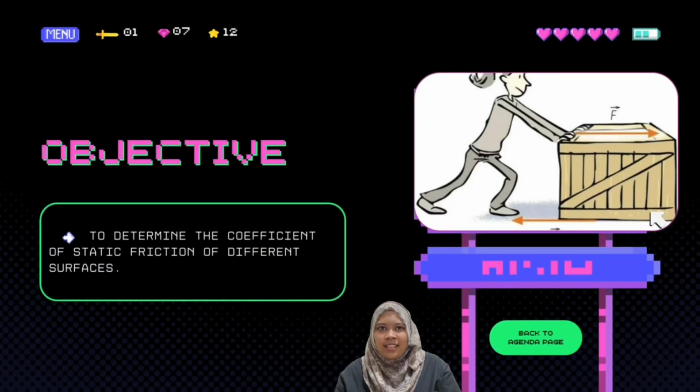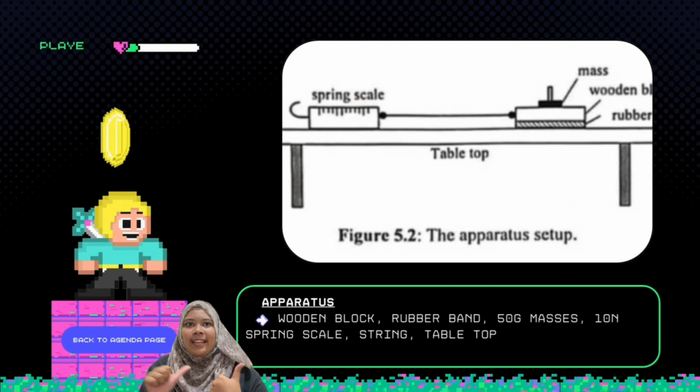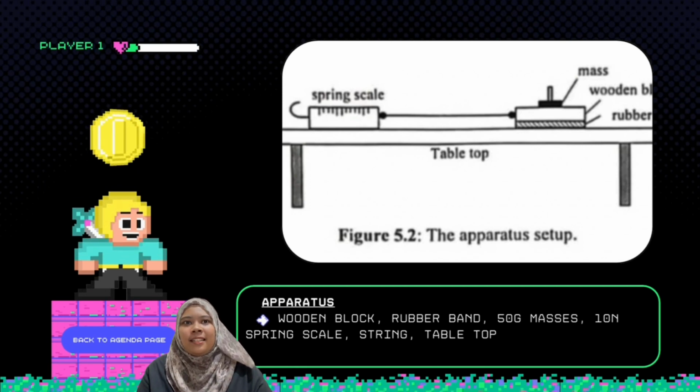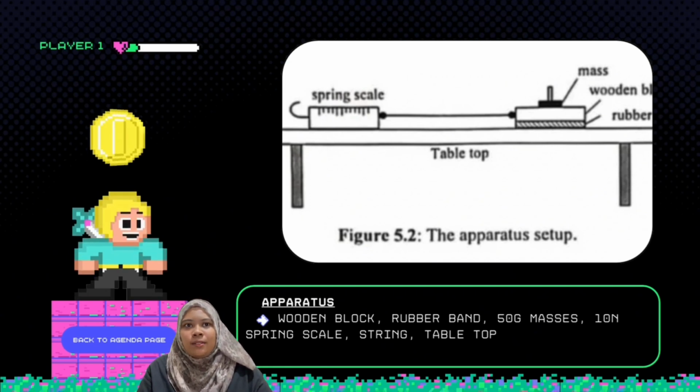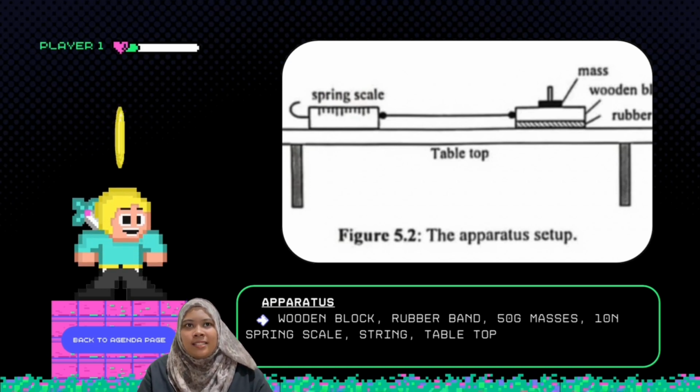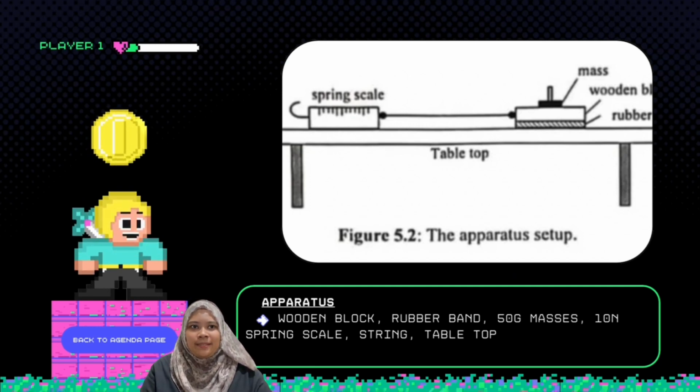So the first thing is our objective of the experiment. The objective of the experiment is to determine the coefficient of static friction of different surfaces. Next, the apparatus that is needed to conduct this experiment is a wooden block, rubber band, 50 gram masses, 10 Newton spring scale, string, and tabletop. As you can see from the slide above, that is how we conduct the experiment.